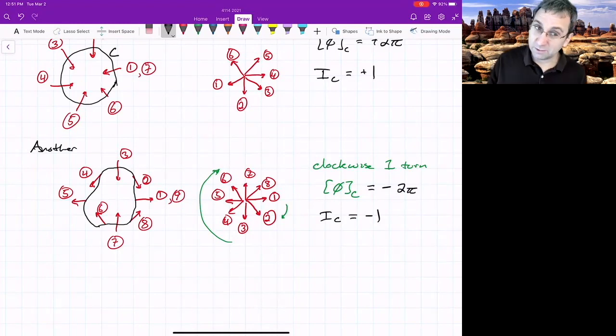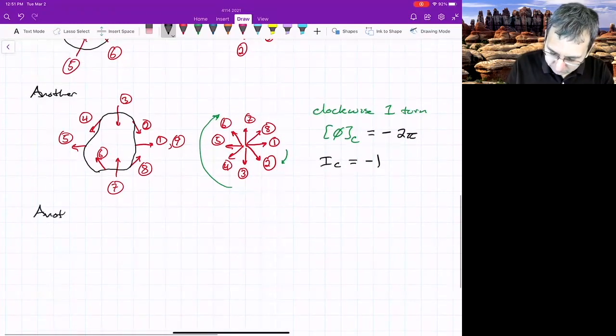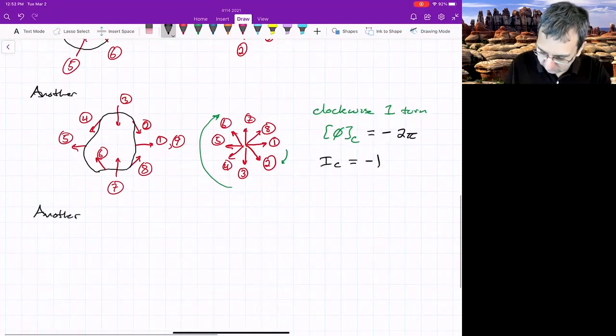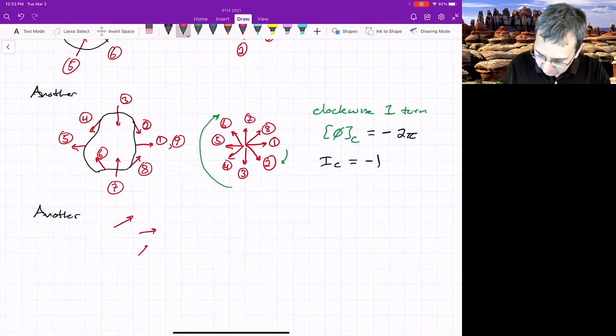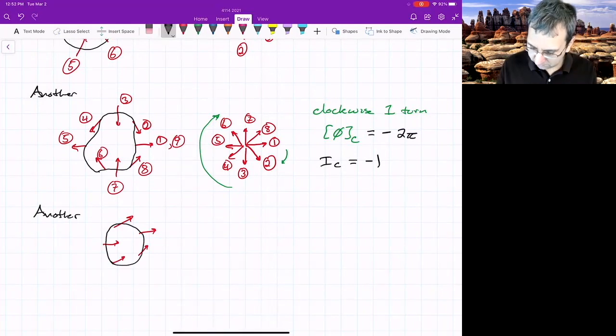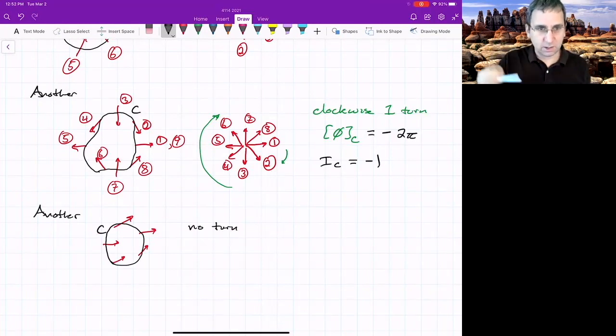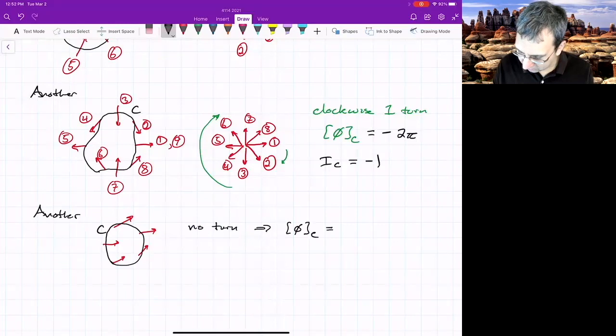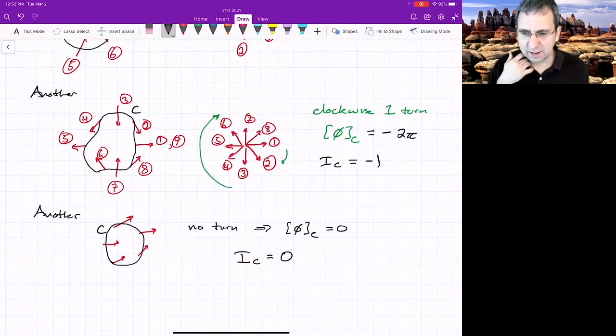You can get 0. You might be wondering about that. What's 0? It should be clear here. All of these vectors are basically pointing in the same direction. There doesn't seem to be a turn. So there's no turn as we go along that curve C in a counterclockwise direction. So that means the change in angle is 0. So the index is 0. And yeah, you could have other weird things. It doesn't have to look like this to be 0.